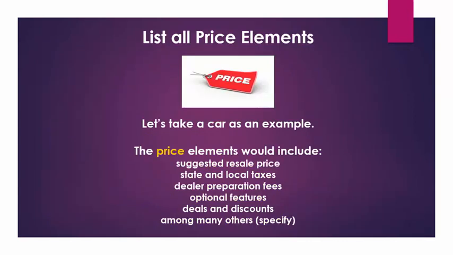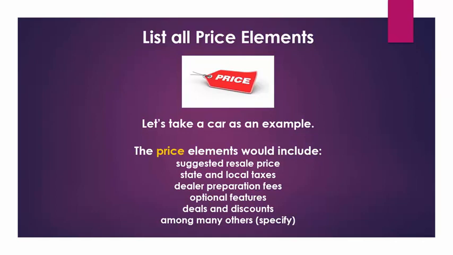All right, let's run through these. Where do I begin? I take out a big sheet of paper and I list all price elements that my customer is going to have to deal with when buying my product. So let's start with a car as a simple example. The price elements that you would list would include things such as the suggested resale price, state and local taxes, dealer preparation fees, additional features, deals, and discounts, among many, many other things. So you want to be exhaustive here.